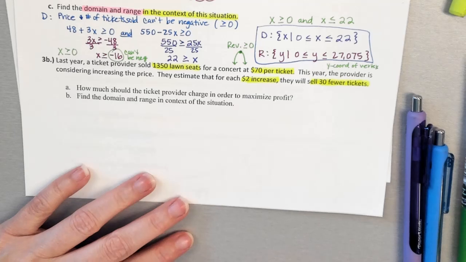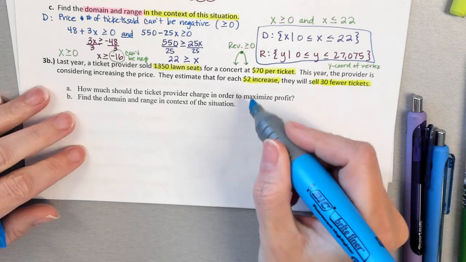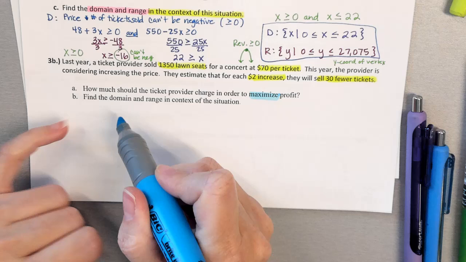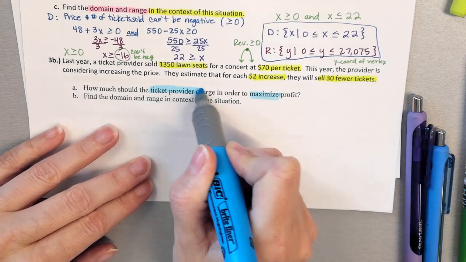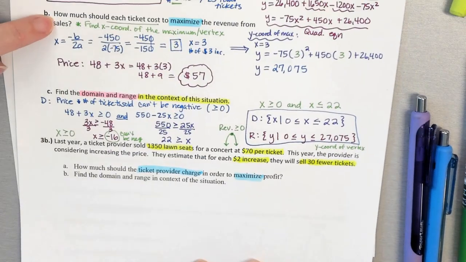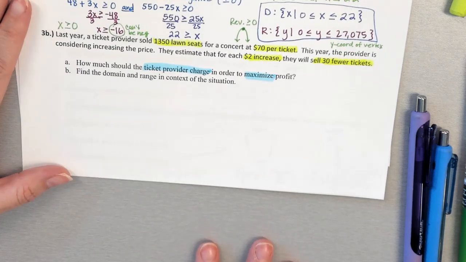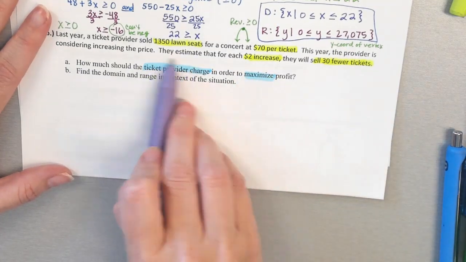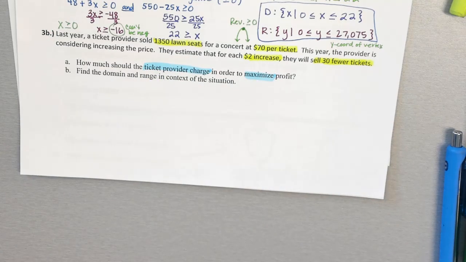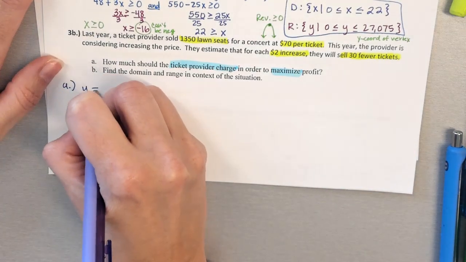So in A, they're asking you how much did the ticket provider charge in order to maximize profit. Again, we see that word maximize. That should tell you that we're finding the what? The maximum. And then again, it's saying how much should they charge? That's very similar to what we did in part B, where they were asking you what the ticket cost should be. So whenever you're trying to find that, the maximize, you are going to find your vertex.